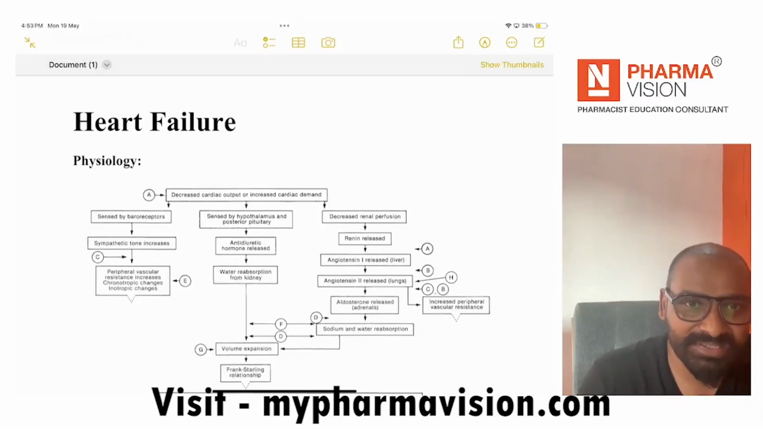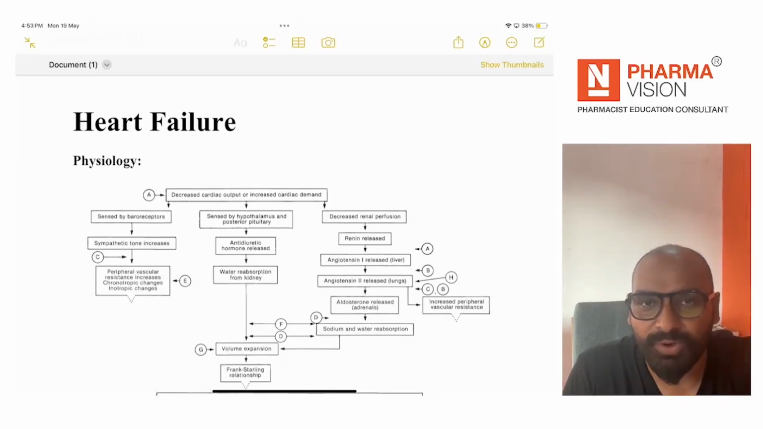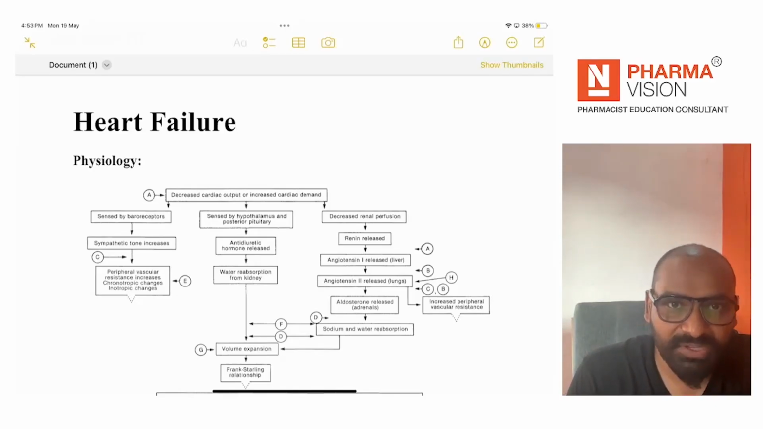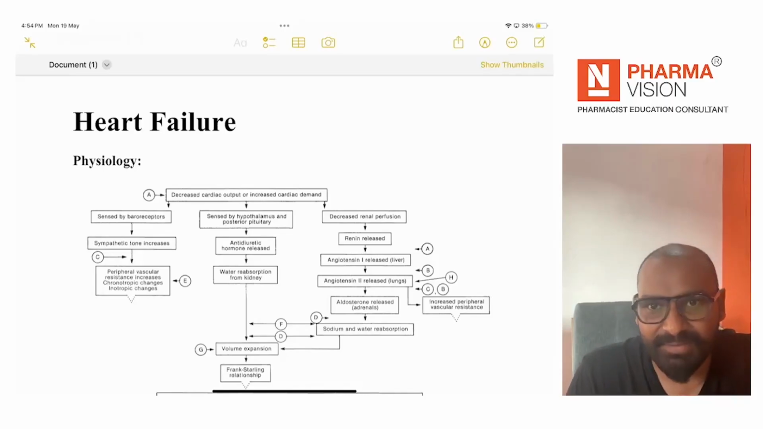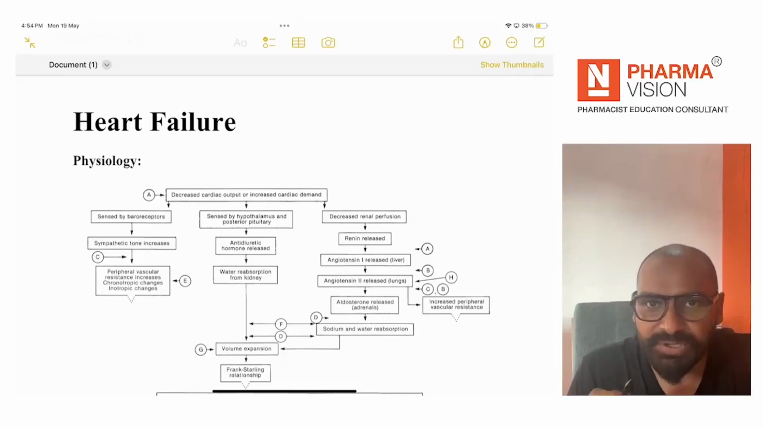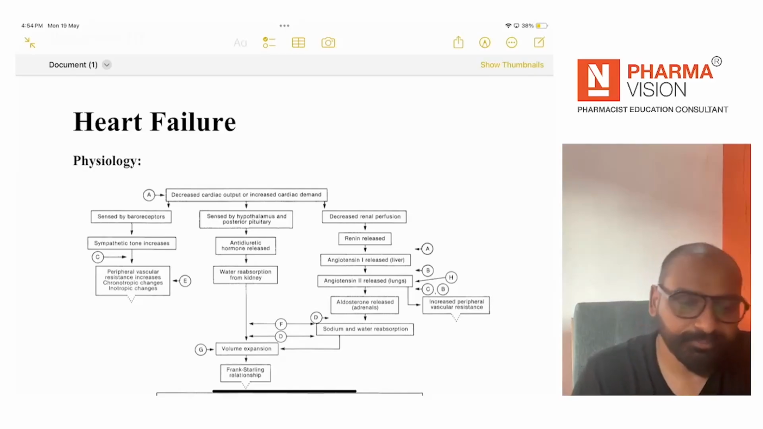Today we are going to discuss heart failure. Heart failure is considered one of the most important concepts for your exam preparation. Regardless of which licensing exam you are preparing for, FPGEE, NAPLEX, PEBC, OSCE, KPS, GPhC, whatever exam you are planning to write, heart failure is the most important concept. So you have to give extra focus to learning heart failure.